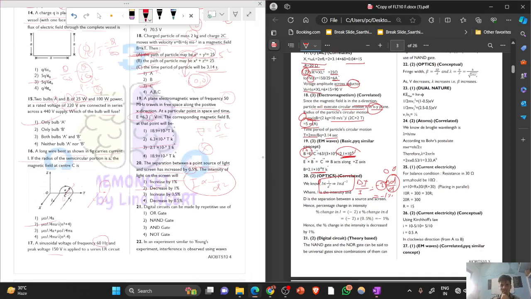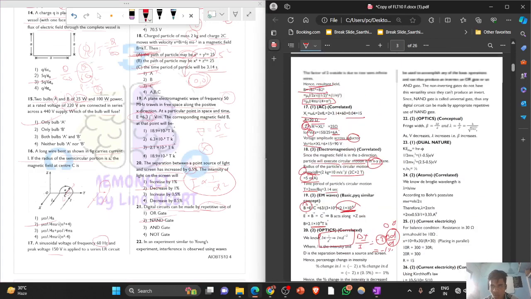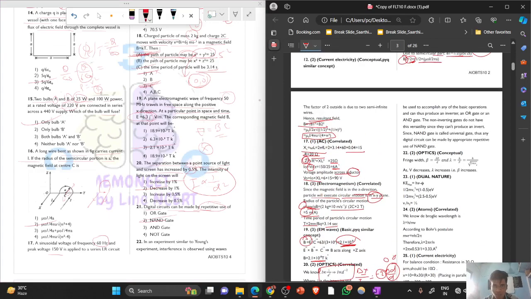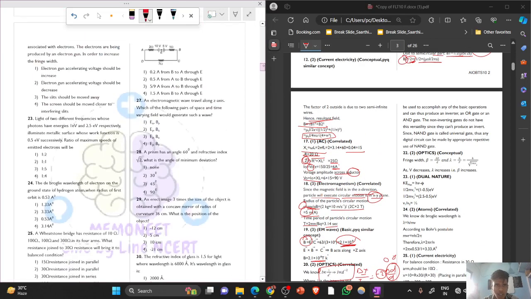Now moving ahead. It is asking about a digital circuit that can be used repetitively, that can be used in many ways. It is only the NAND gate that can be used to form other gates also. It's a completely theoretical question. You need to understand it. Now moving ahead.